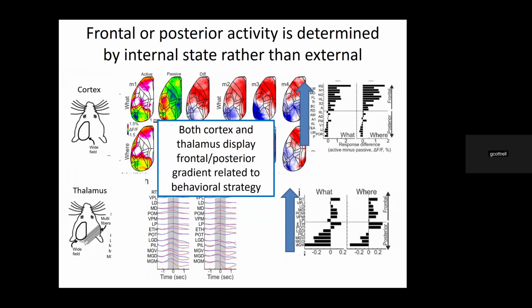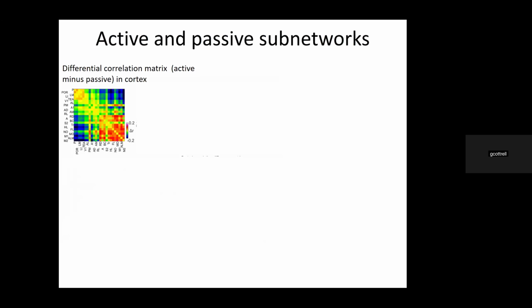And to look at that as a network, because we're simultaneously measuring these dynamics, we can look at the full correlation matrix between all pairs. We just calculate the correlation between each pair, for the active case, for the passive case, and this is a differential correlation, active minus passive. And this is the matrix for cortex, just starting with cortex.